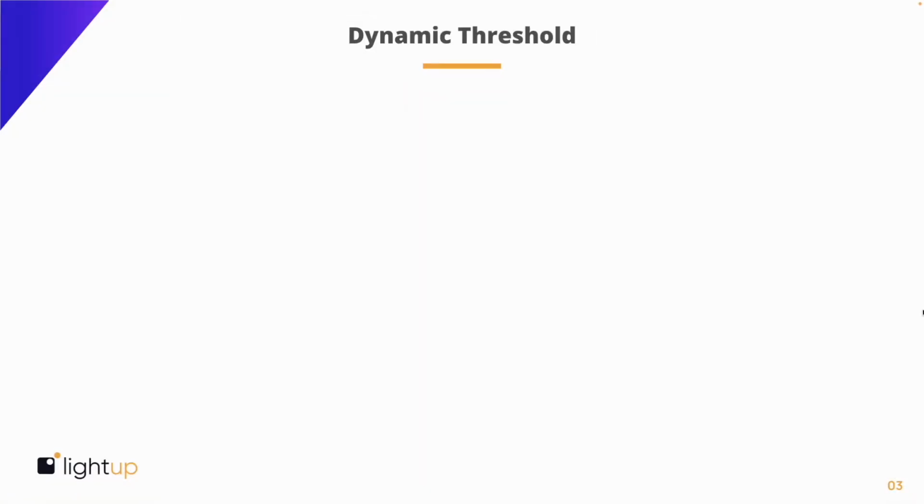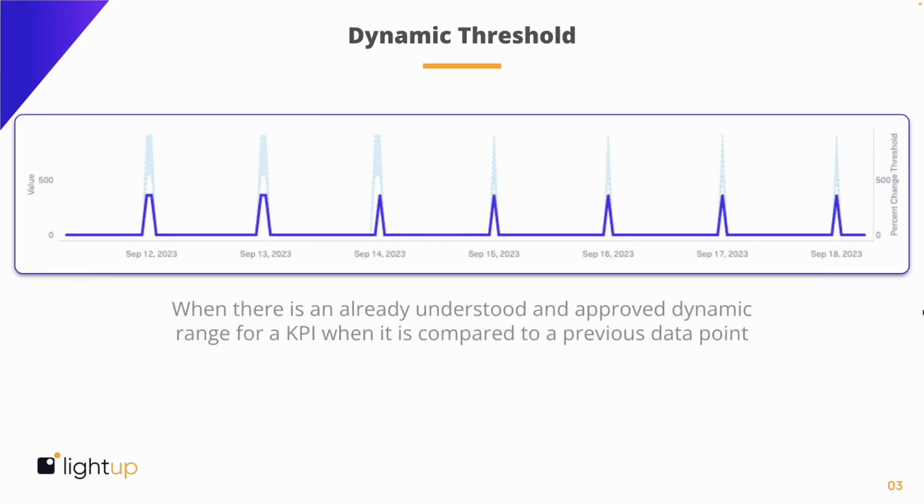Today we're going to be focusing on a specific type of anomaly detection called dynamic threshold. So what exactly is a dynamic threshold? Well, a dynamic threshold is when you have an already understood range in which a data point can operate on, but that range is based off of something from a previous data point. That could be day over day, week over week, or it could just be data point to data point.